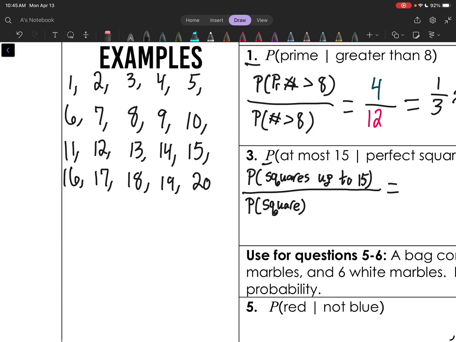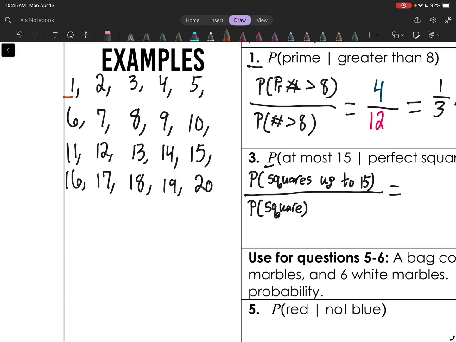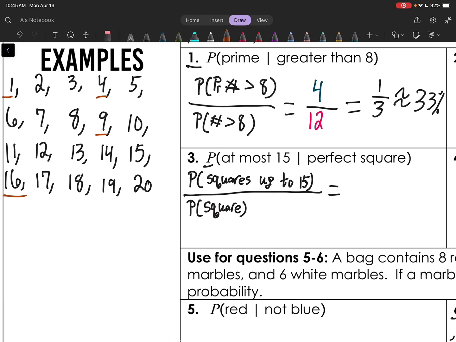All right, perfect squares. 1 times 1 is 1. 2 times 2 is 4. 3 times 3 is 9. 4 times 4 is 16. 5 times 5 is 25. That's over 20, so I'm done. So how many squares do I have up to 15? That'd be 1, 4, and 9. So 3 divided by how many perfect squares do I have? 4. This is exactly 75%. And we are finished.